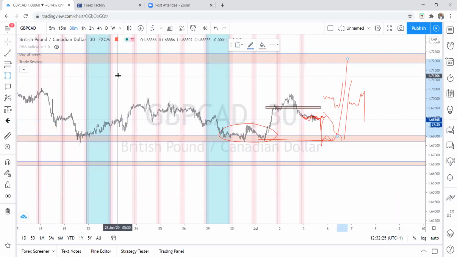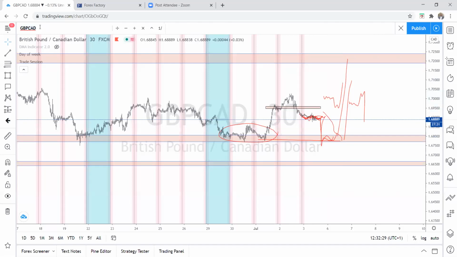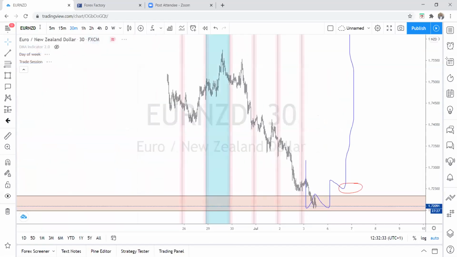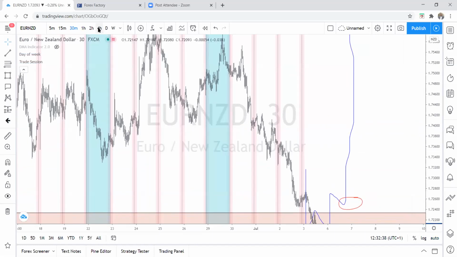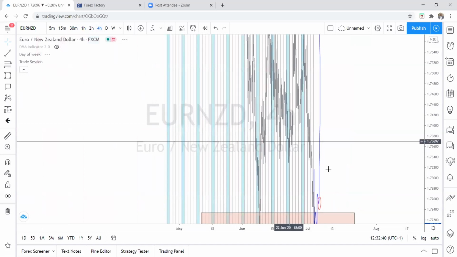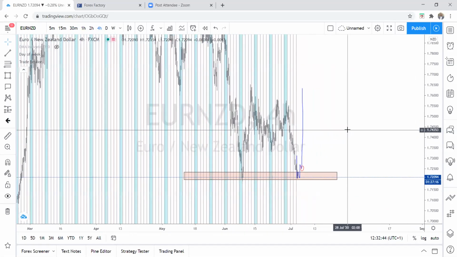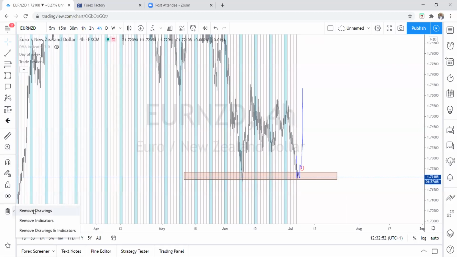Let's look at Euro New Zealand. So we go to 4 hours. You can see clearly we are on daily support. We are on daily support again, on the 4 hours time frame.